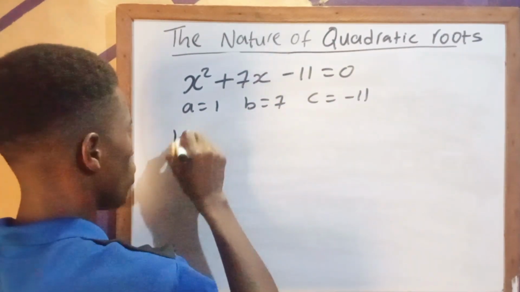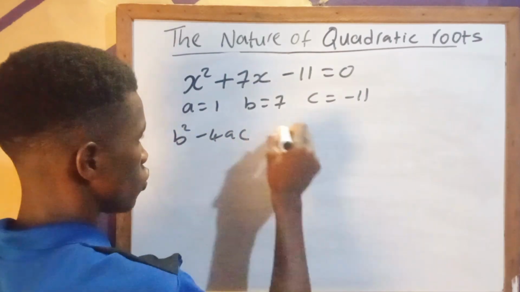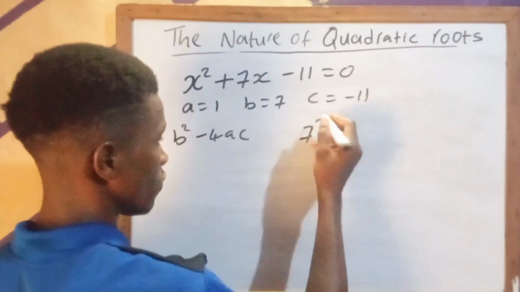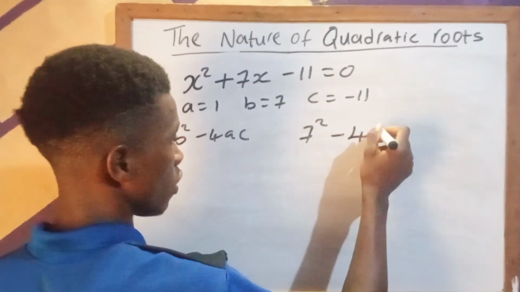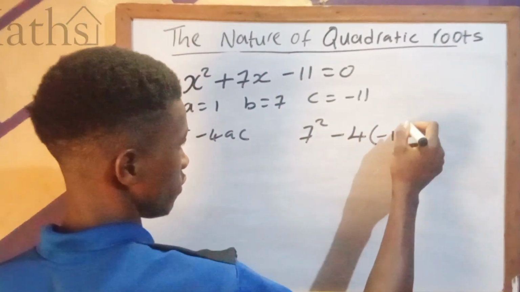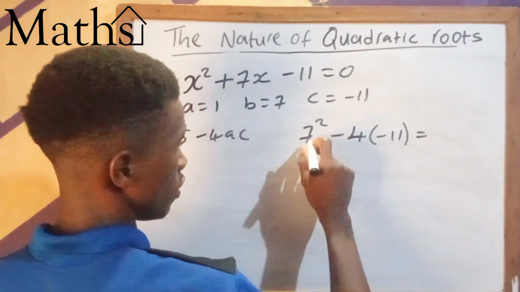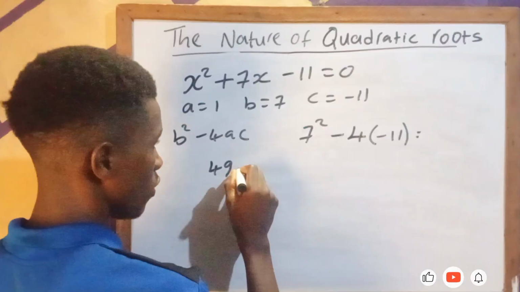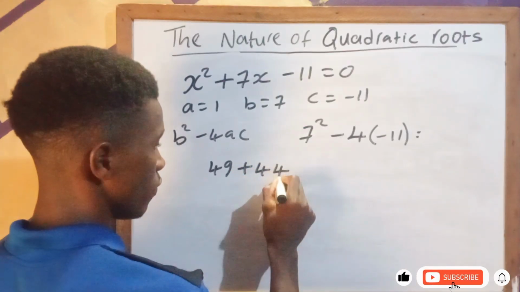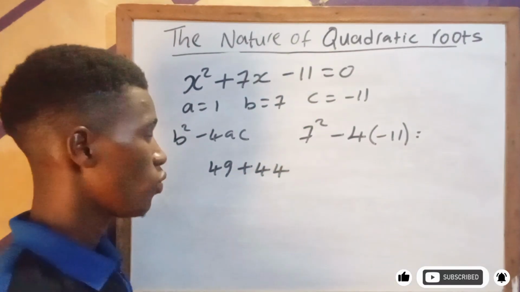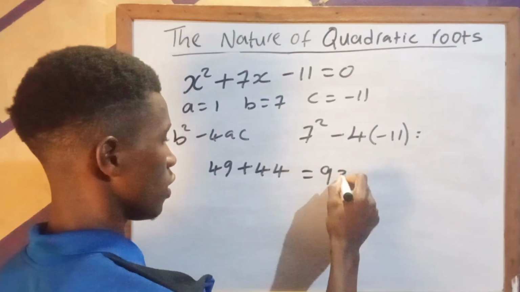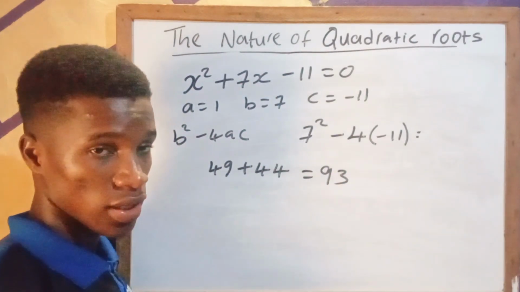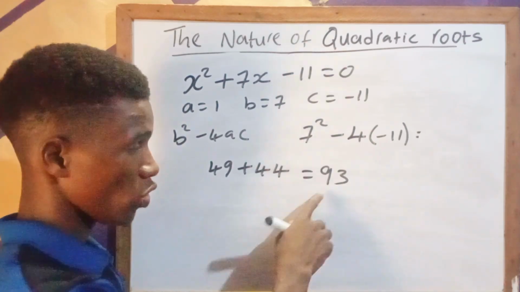So b squared minus 4ac. b squared is 7 squared, which is 49, minus 4 times minus 11, which is 49 plus 44. 49 plus 44 is going to give us 93. 93 is greater than 0. It's greater than 0, but it's not a perfect square.